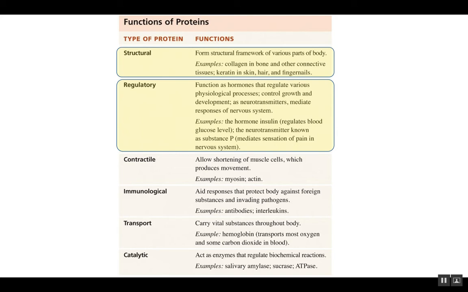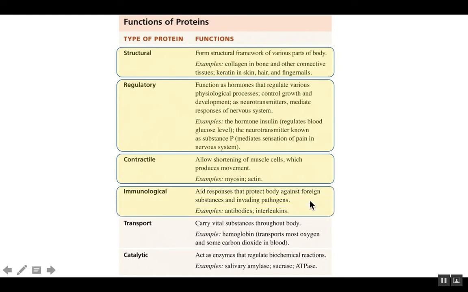There's a lot of proteins that are important in muscle contraction. So we will be talking about muscle contraction this semester. And you've probably heard of how important protein is for building strong muscle. Well, there's proteins in your muscles that facilitate contraction, myosin and actin. We have a lot of proteins that are working for us in our immune system. They help us fight against pathogens. So we'll talk about antibodies and interleukins when we get to the immune system.